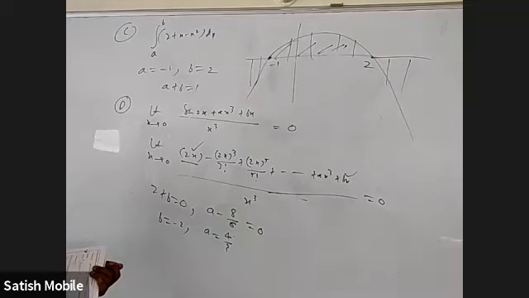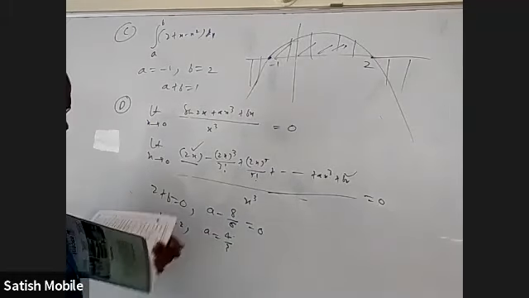Now 3a plus b, which is 4 minus 2, is 2. 3a plus b is 2.